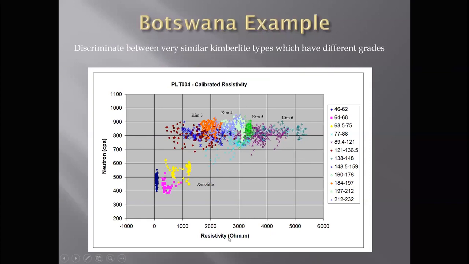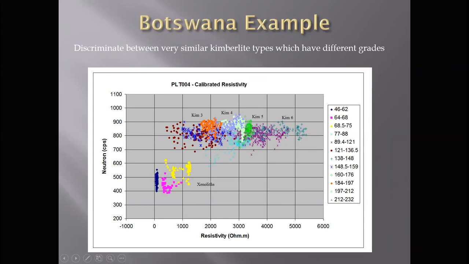And we do that by measuring all these tools down hole, and then we cross-plot them. Resistivity against neutron. Here are all your xenoliths, pulls them out beautifully. The yellow one is sandstone, the magenta one is one kind of basalt, the blue one's another kind of basalt. And here are all your different kimberlite types. They vary in conductivity or resistivity. There's kimberlite 3, 4, 5, and 6.